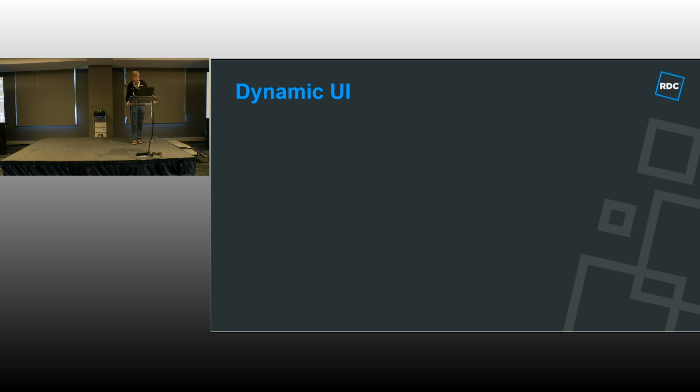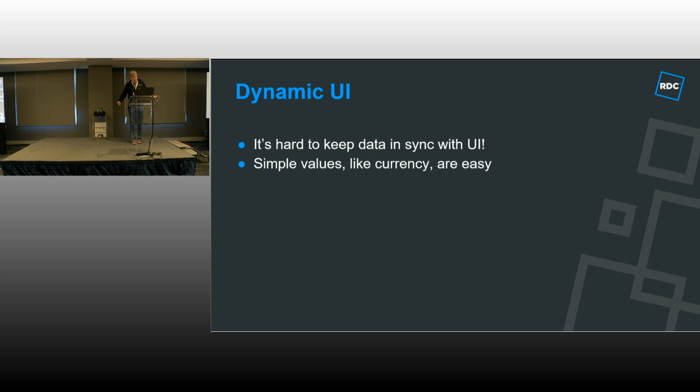The final problem that we wanted to address was dynamic UI. It's really, really hard to keep data in sync with your UI. Like I said, it's a really bad bug when it happens. So if your currency is out of sync, your inventory is messed up. It's also very, very difficult to sync different kinds of data. But again, well, currency is pretty simple, right? A value changes, you set a text label text. It's pretty hard to mess up.